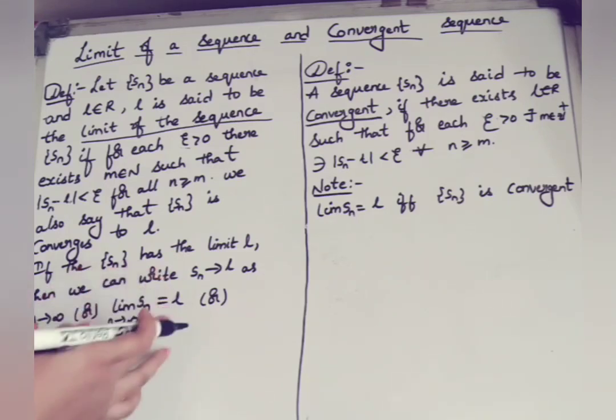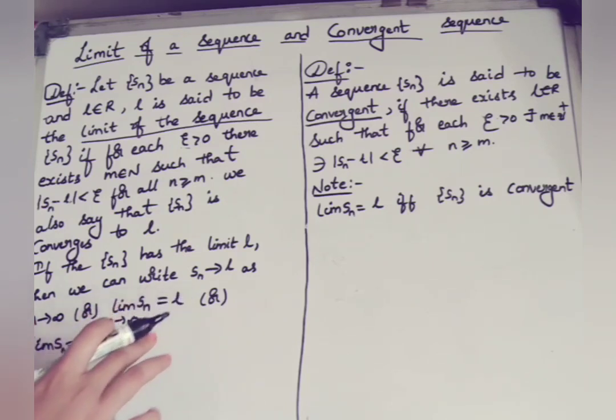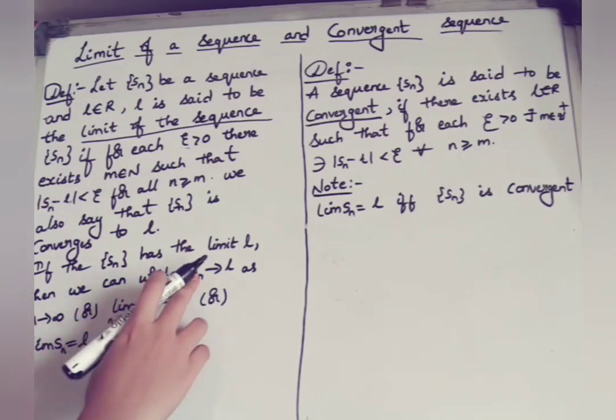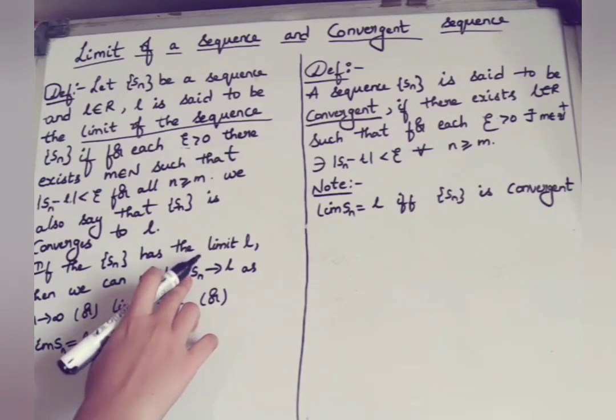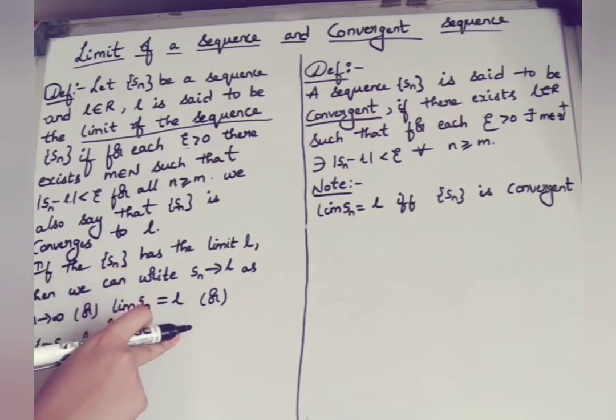Or we can also write like this, limit Sn as n tends to infinity is equal to L. Or simply we can write limit Sn is equal to L. Okay, this is the definition of limit of a sequence. Next definition, convergent.